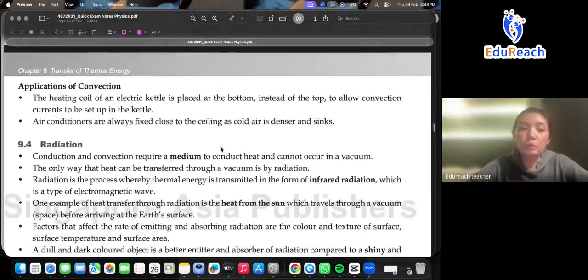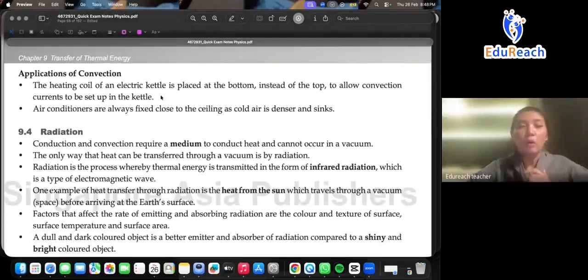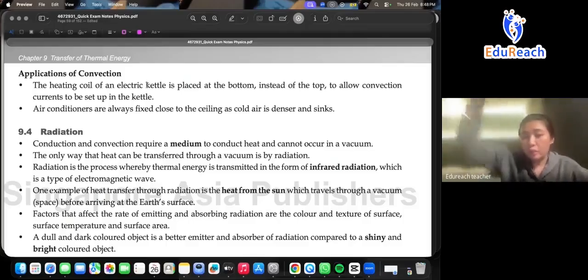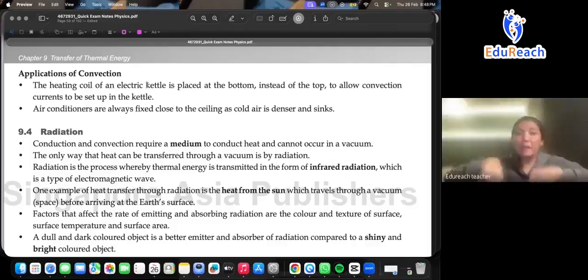Okay, so how do we apply convection? The heating coil of an electric kettle is placed at the bottom rather than at the top, because we want the bottom to be heated, expand, density decrease, and then it will float up. So the direction also matters. Heat at the bottom, cool at the top.